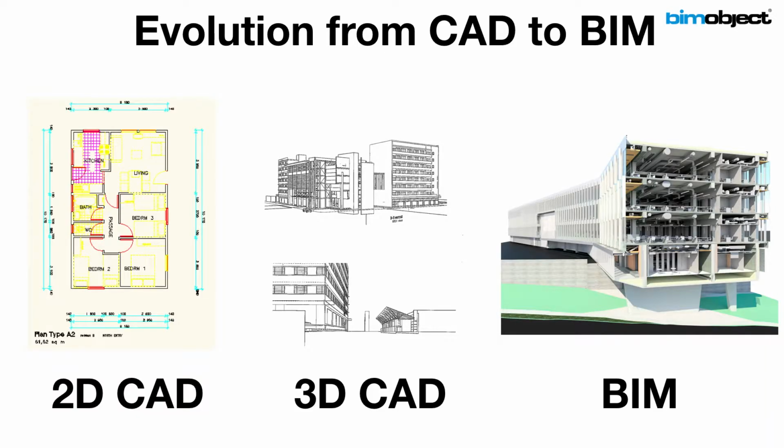So first of all, let's have a look back at the last 30 years, where evolution took us from 2D CAD, basically imitating the drafting, which was symbolic, lines and dimensions. We then moved into 3D CAD, where we could make high quality 3D renderings and visualizations. Still, we were not having any information whatsoever in the models.